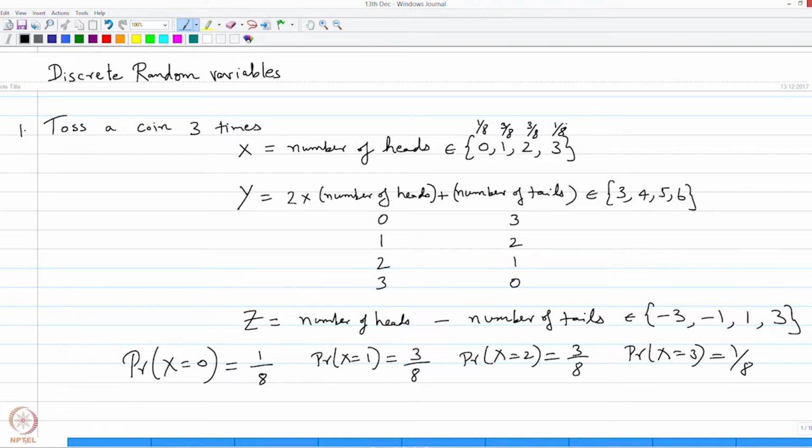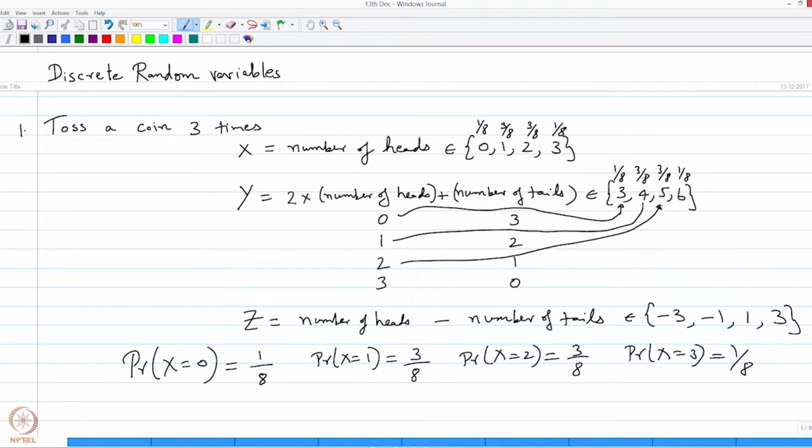Okay. So, what about the random variable y? Okay. So, it is 2 times the number of heads plus number of tails, but really the first value of 3 happens when the number of heads is 0. So, again this is just 1 by 8, 3 by 8, 3 by 8, 1 by 8. Do you agree? Think about that. So, this corresponds to number of heads being 0, sorry, and this corresponds to number of heads being 1, this corresponds to number of heads being 2, and the last guy corresponds to number of heads being 3, right. So, that is just 1 by 8, 3 by 8, 3 by 8, 1 by 8.